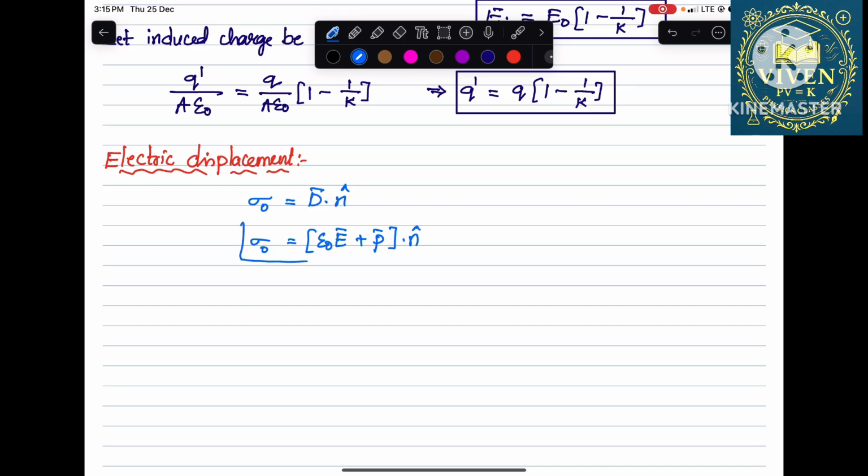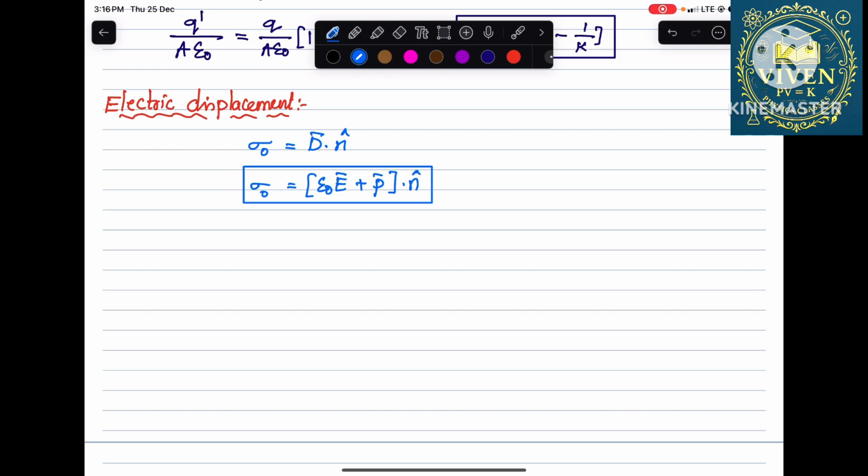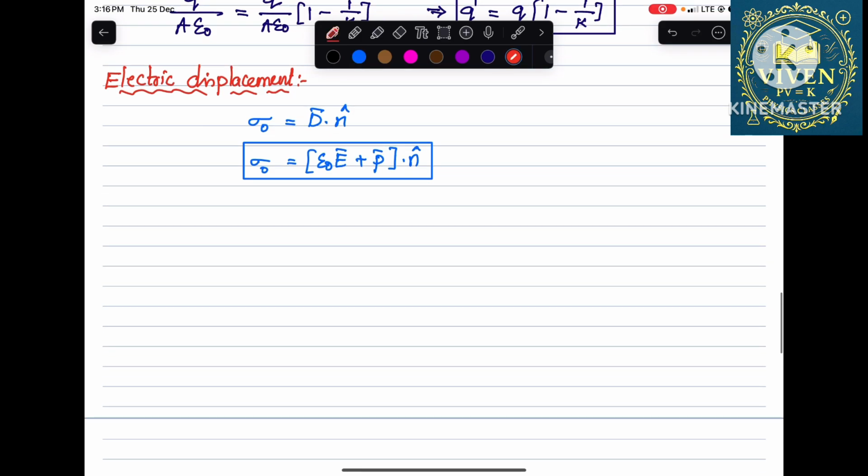So the electric displacement can be found using this equation straight away. These are short forms, simple smaller concepts I would like to explain. Next, I can give you some important formulae and conclusions: when a dielectric is placed in an electric field, what conclusions can we draw? That is being taught now.